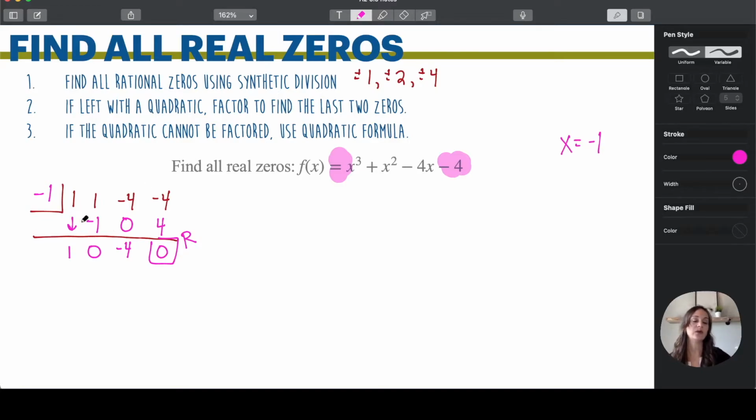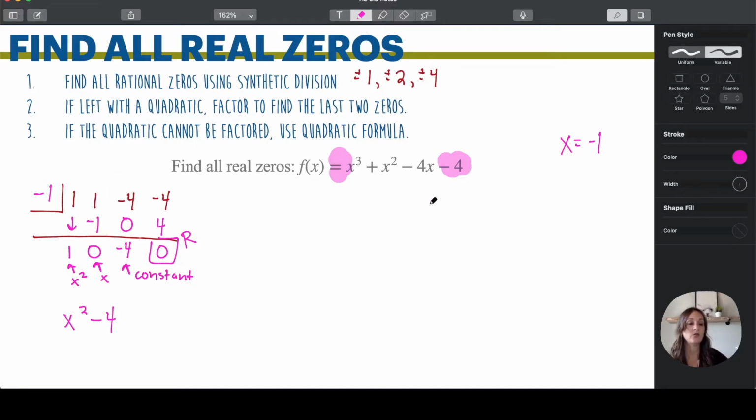Now, at this point, we can do one of two things. We can either make this the new synthetic division, or if it is a quadratic, we can factor or use the quadratic formula. So let's figure out what this is. This, we remember, is a constant. This is the coefficient in front of x. This is the coefficient in front of x squared, which means what is left is x squared minus 4.